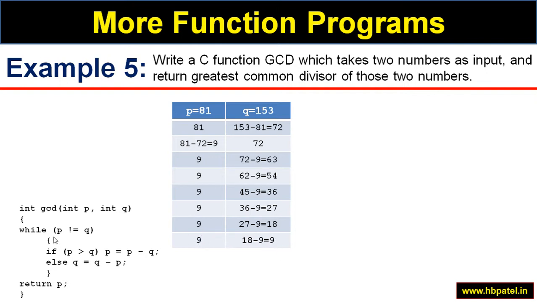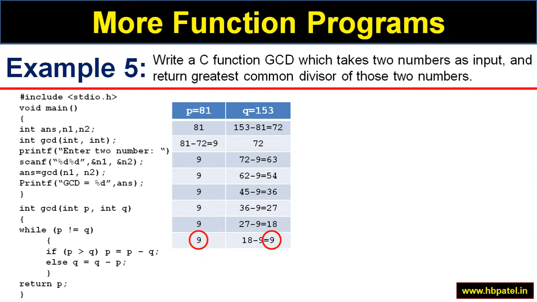So both are the same. So the condition P is not equal to Q will be false and it will come out. And at that time, what is the value of P? 9. So 9 is nothing but the greatest common divisor for P and Q. So that is the answer. 9 is the answer.